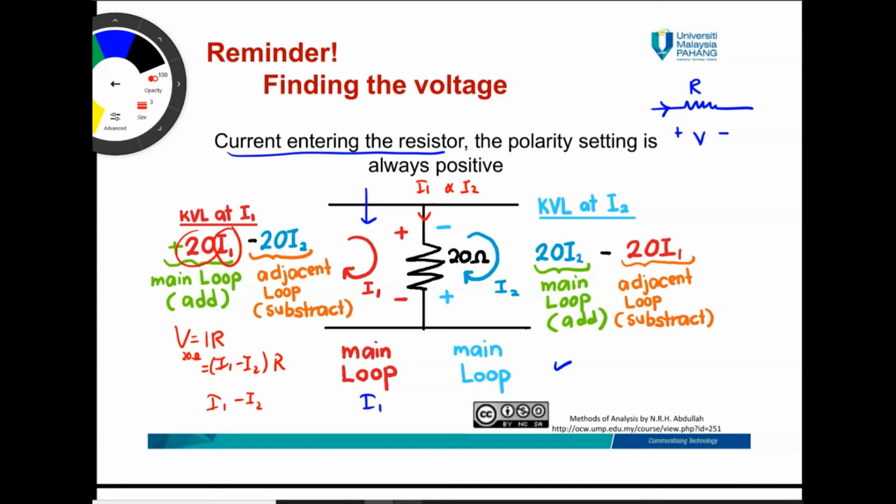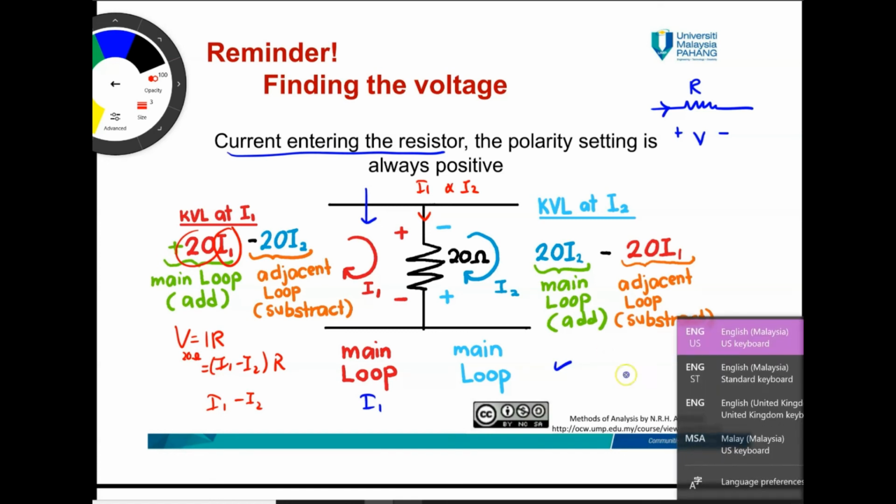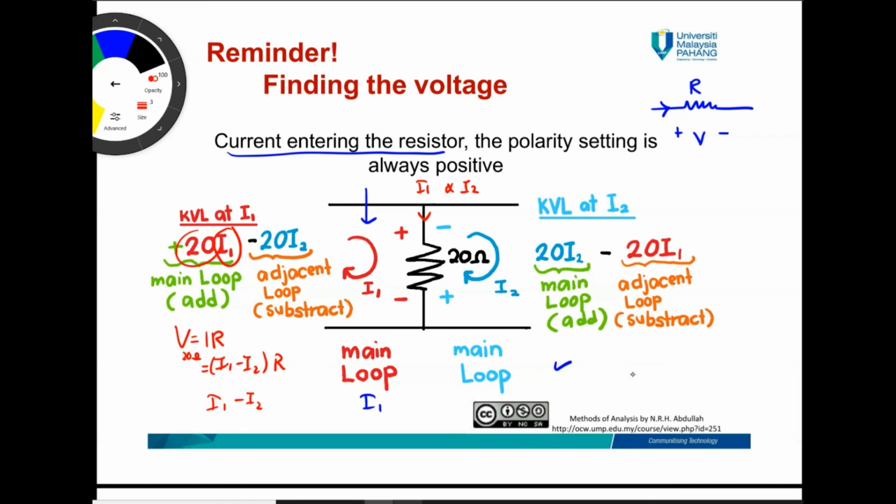times R. And then if I2 is dominant, you have to find the KVL for the second loop, which is I2. Ohm's law will be V equals I times R. The dominance is I2, so I2 will subtract I1, times R. And so this equation becomes like this.